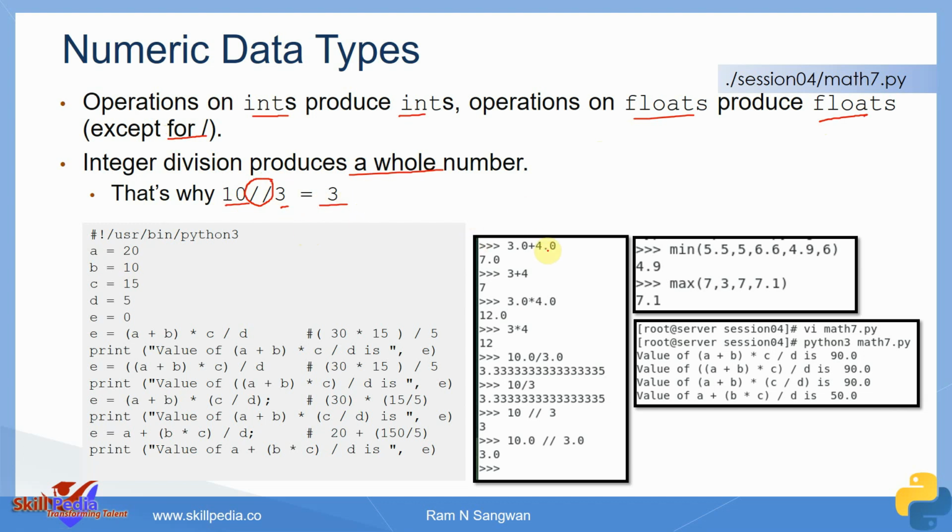And we can do it directly at the prompt. 3.0 plus 4.0, you will get 7.0. 3 plus 4, you will get 7. 3.0 multiplied by 4.0, so you will get a float. When you specify float, it will give you float. When you specify integer, it will give you integer. The only difference is whether you specify the decimal part, like 3.0, 4.0. That's the only difference here.